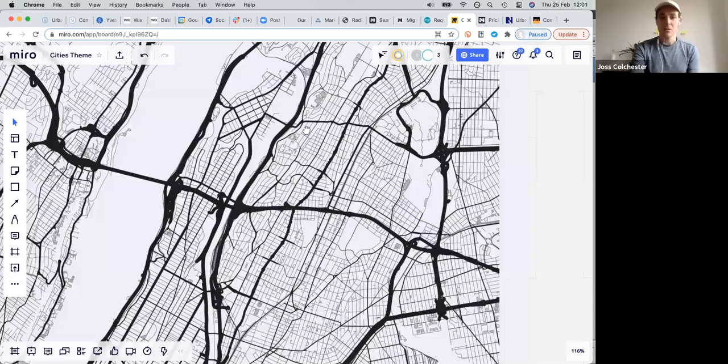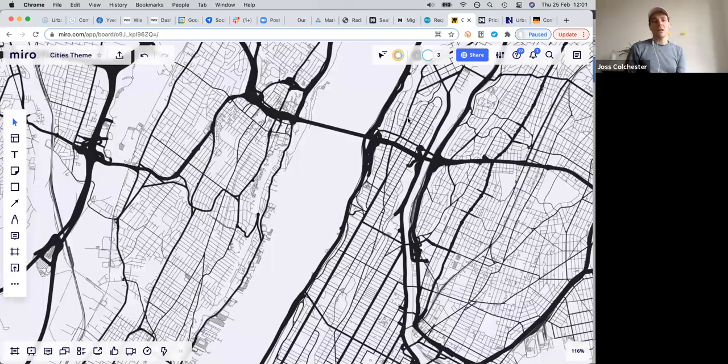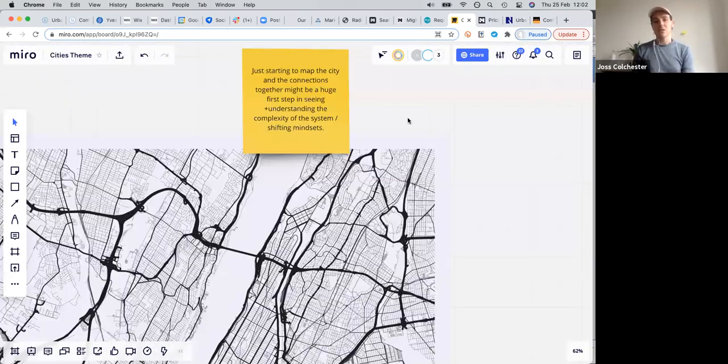Amazing, isn't it? Starting to map the city and the connections together might be a huge first step in seeing and understanding the complexity of the system, shifting mindsets. Yeah, it's always the beginning, isn't it? Just helping humans to recognize complexity. Is this you, Rick?